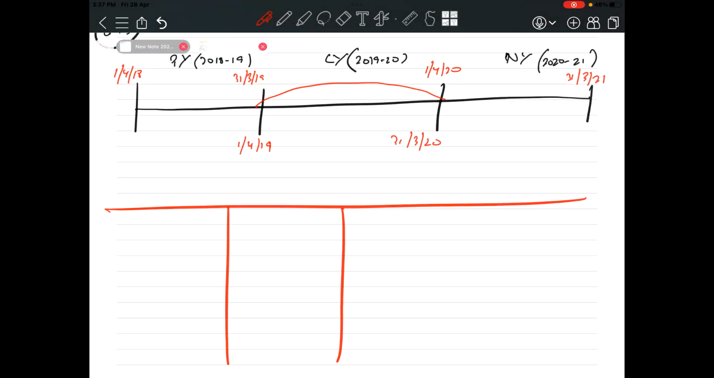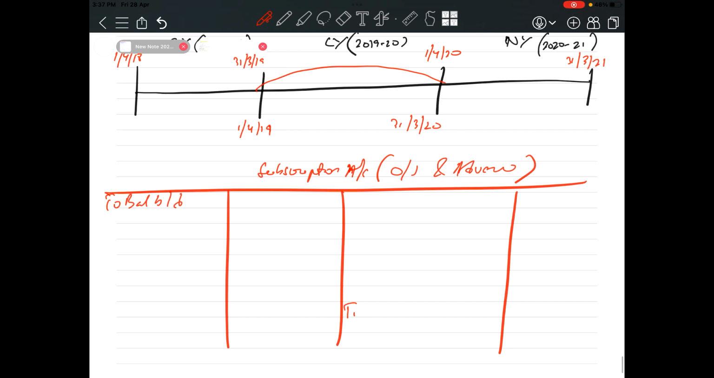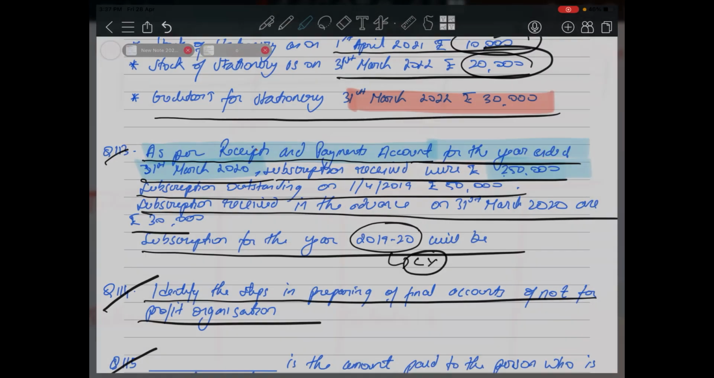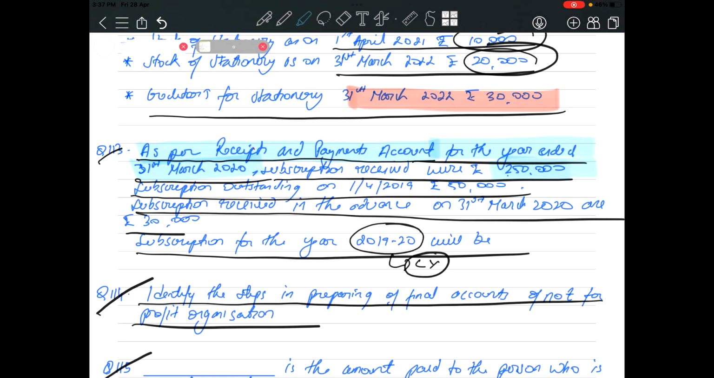Now let's make a subscription account, with outstanding and advance subscription. Again I will repeat: outstanding subscription will be an asset for us because we have to receive the money, and advance subscription which we have received will be a liability. Assets have a debit balance, so the opening balance, balance b/d, comes here and the closing balance, balance c/d, comes here. Liabilities have a credit balance, so the opening balance, balance b/d, comes on the credit side and the closing balance comes to balance c/d.